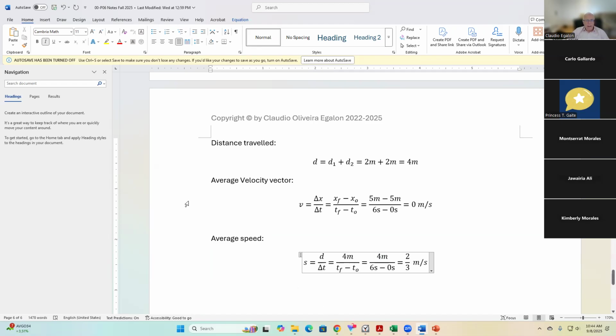Note, see that even though it's exactly the same displacements, right? Because we have different definitions, the average velocity ends up being different than the average speed.